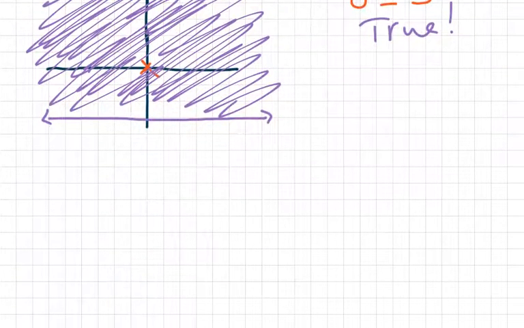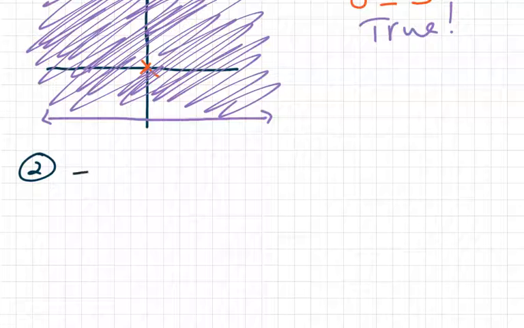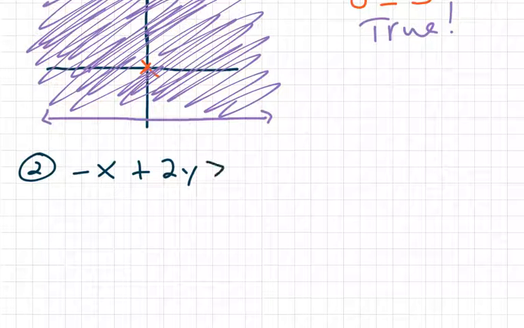Let's try another example here. Number 2. Let's go with -x plus 2y is greater than 2. Okay, so this is in standard form. Our x's and y's are on the same side. So in order to graph this efficiently, let's put this into slope-intercept form first. Okay, so we'll do that in green.